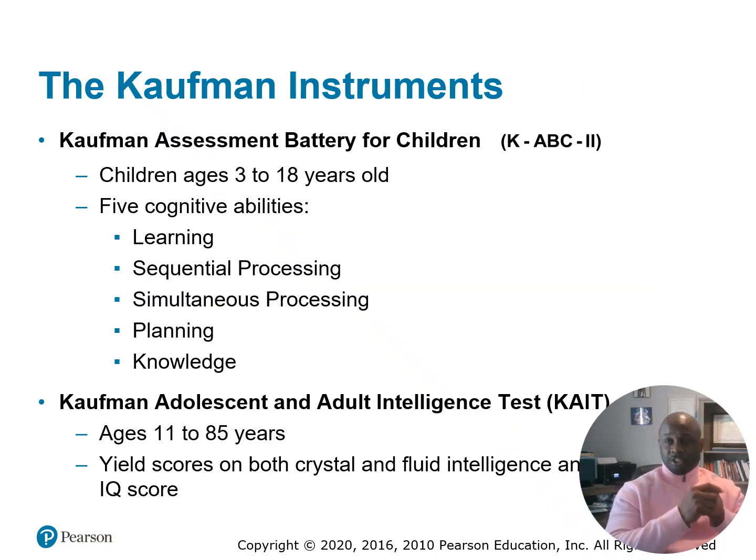The Kaufman instruments. So the Kaufman Assessment Battery for Children is for children aged 3 to 18 years old. There are 5 cognitive abilities that are assessed: learning, sequential processing, simultaneous processing, planning, and knowledge. Right? And the Kaufman Adolescent and Adult Intelligence Test, from ages 11 to 85, yields scores on both crystallized and fluid intelligence and an IQ score.